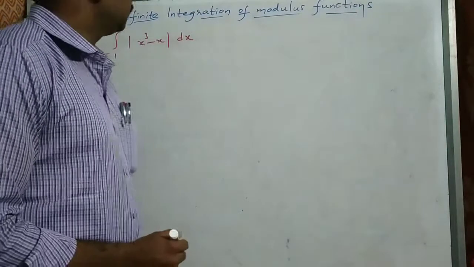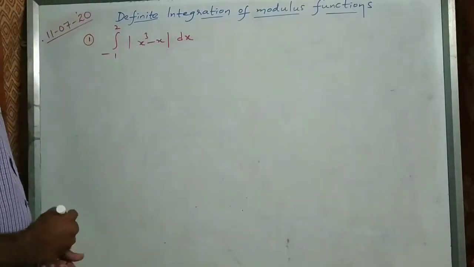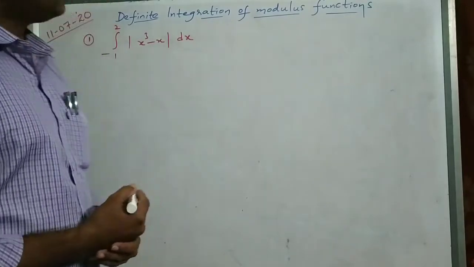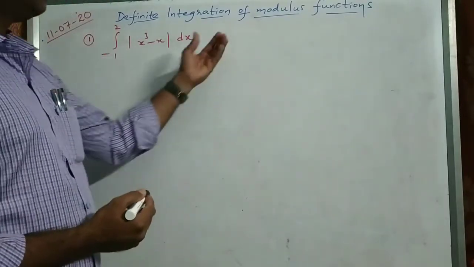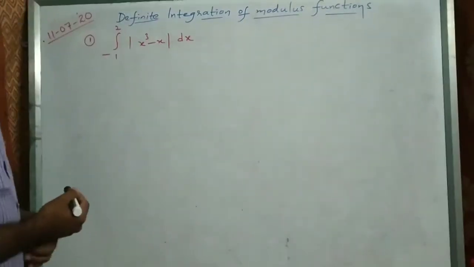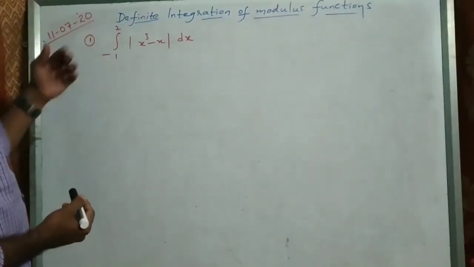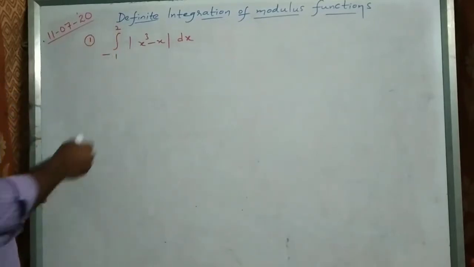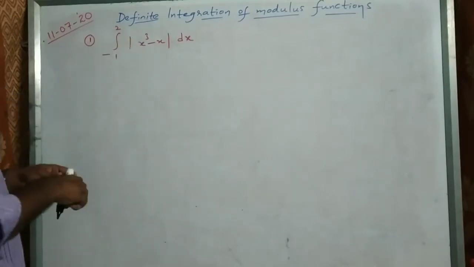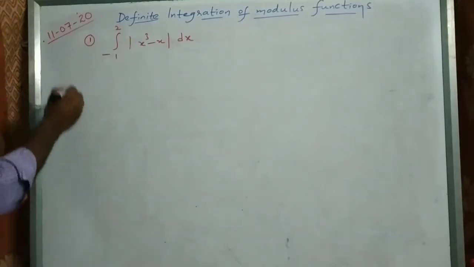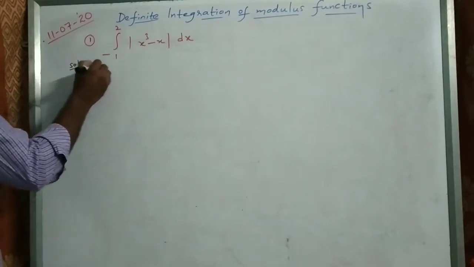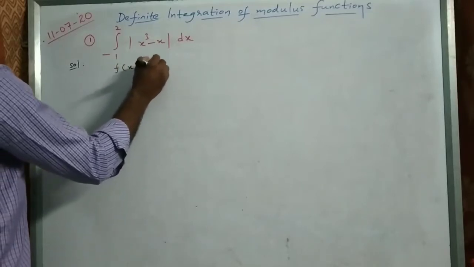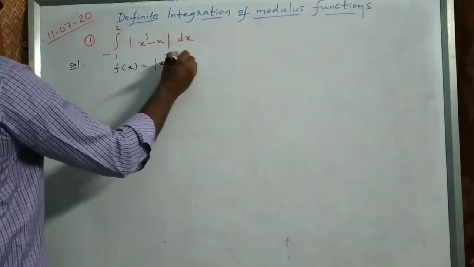Hi students, in definite integration, today onwards I am going to start the definite integration of modulus functions. Let us see one example here. Integral from minus 1 to 2 of modulus x cube minus x dx. Let me take this function as f of x equals modulus x cube minus x.